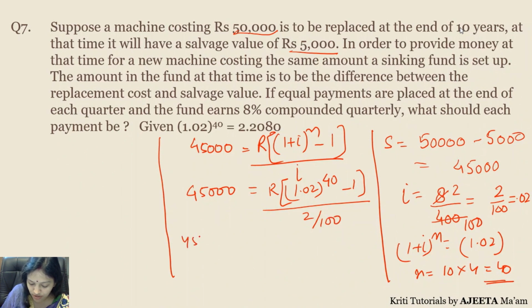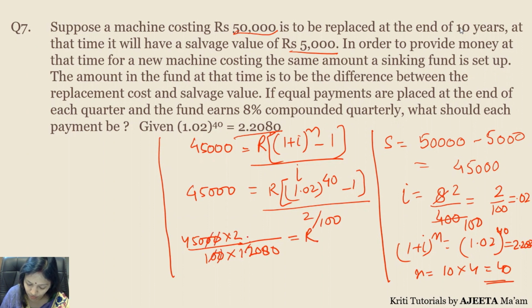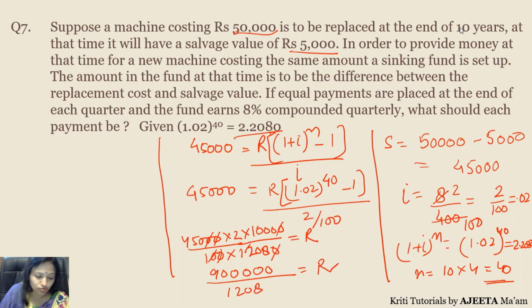Now let's make the calculations. 45,000 into 2 by 100. And if I substitute this value, 2.2080, right? So what will you get? Minus 1. So 1.2080. Correct? And this will be equal to R. Let's make the calculations. Now if I remove, I will have to put 10,000 here. Now one more zero cut out. So what will you get now? 45 into 2 is 90, 0, 0, 0, 0. Right? 4 zeros will come upon 1208. Now we have to divide this for making R. Correct? Now let's do the division here.